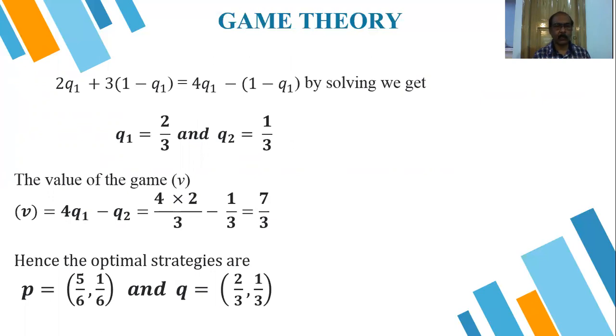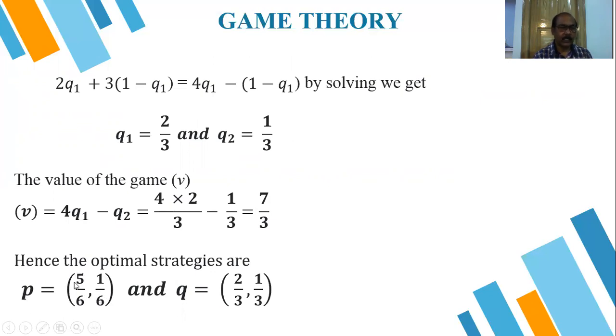8 by 3 minus 1 by 3 is equal to 7 by 3. And optimal strategies: since P1 is 5 by 6 and P2 is 1 by 6, we write the strategies of A as (5 by 6, 1 by 6).